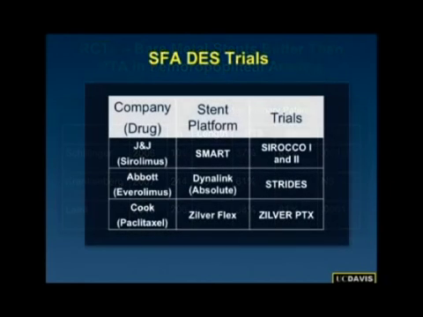Now, there have been 3 companies that have taken on this charge, and they're listed here: Johnson & Johnson, Abbott, and Cook. These are the drugs that were used, and we'll go more into these randomized clinical trials to follow. But this is a fascinating evolution in our understanding of some of the platforms, the way the drug is applied, and I think importantly, as we'll see in the ZILVER PTX trial, the study design, how that evolved, understanding how the other trials performed previously.